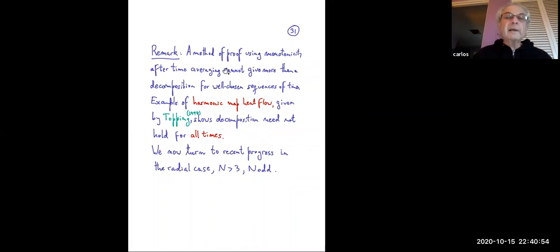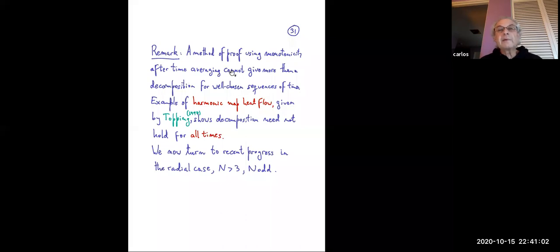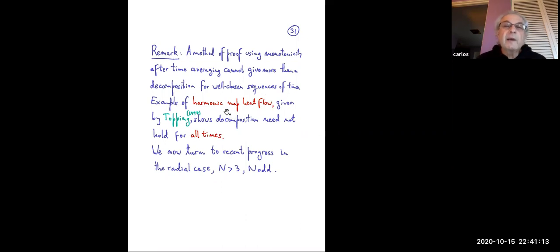Now, the remark that I want to make at this point is that a method of proof which uses monotonicity after time averaging cannot give more than a decomposition for well-chosen sequences of times. And this can be seen in the example of the harmonic map heat flow into compact manifolds. Topping showed that if you choose the target in an appropriate way, the analogous decomposition need not hold for all times. It could be that different decompositions hold for different sequences of times.